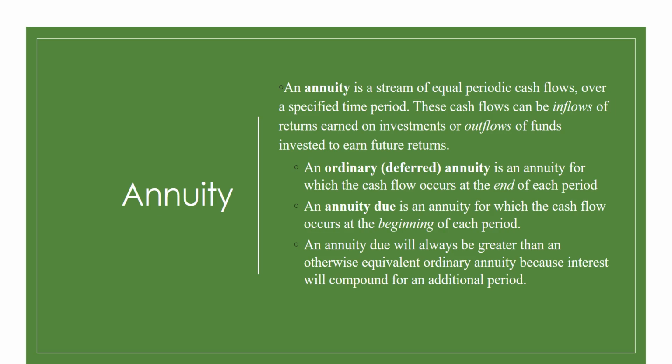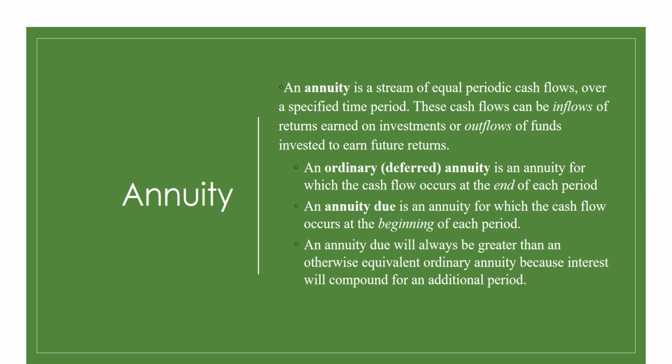An ordinary annuity is an annuity where the cash flow occurs at the end of the period, and an annuity due is a cash flow that occurs at the beginning of a period. So there are 2 good examples. An ordinary annuity would be something like your mortgage. You go to the bank, you get a loan, you purchase your house. Your first payment isn't due for 30 days. So your payment is due at the end of the period.